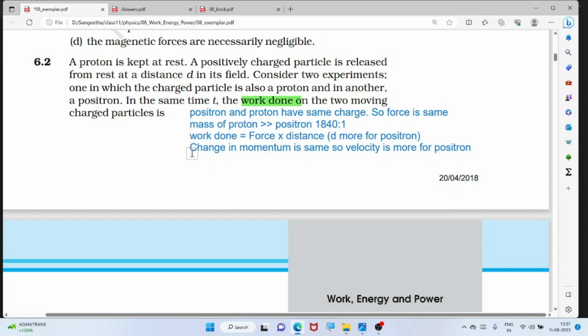Work done is force into displacement. Force is the same, but the displacement will be more for the positron, because the mass of the proton is much higher than the positron. So the work done will be more for the positron, because d is more. The change in momentum is the same, so the velocity is more for the positron.